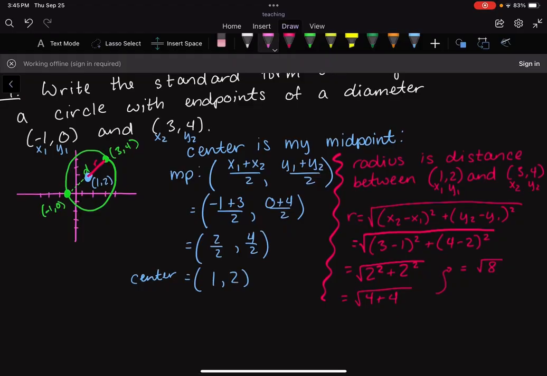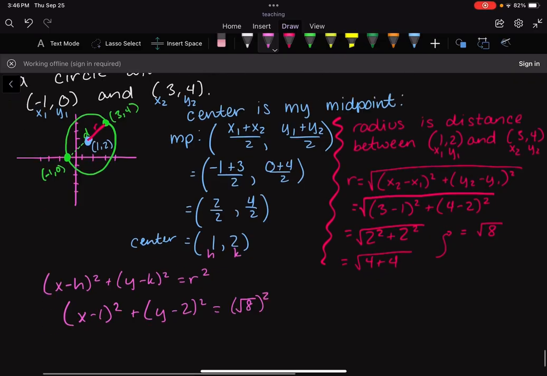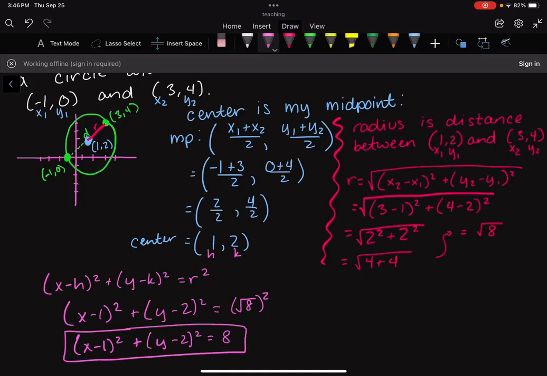Now I'm not done because I have to write it all into my circle formula. So x minus h squared plus y minus k squared equals r squared. So this is my h and my k. So I get x minus 1 squared plus y minus 2 squared equals, and it would be square root of 8, because that's my radius, squared. So x minus 1 squared plus y minus 2 squared equals, that would just be 8. And this is my equation of my circle.